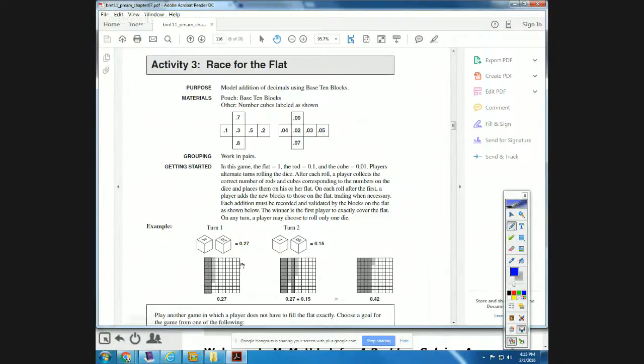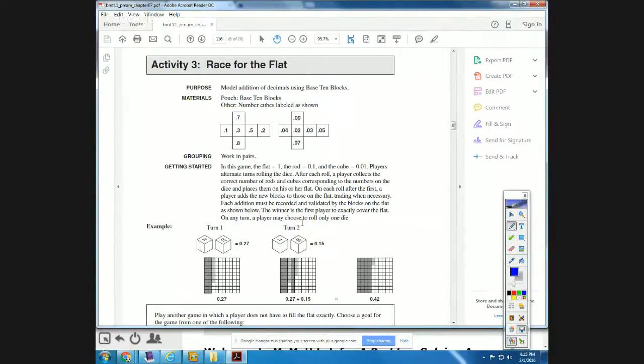And it's basically going back and forth. And the first one to roll enough, 2 dice at a time, to fill up a flat is the winner. And so it's practice adding decimals. Okay, so this is a fun activity you would do with kids that are learning decimals.